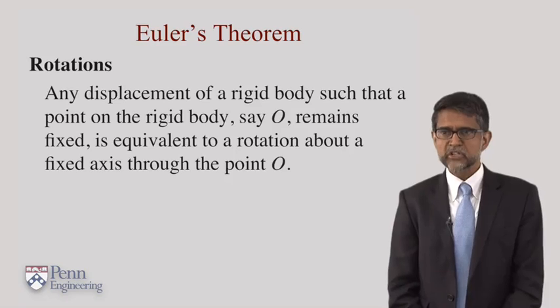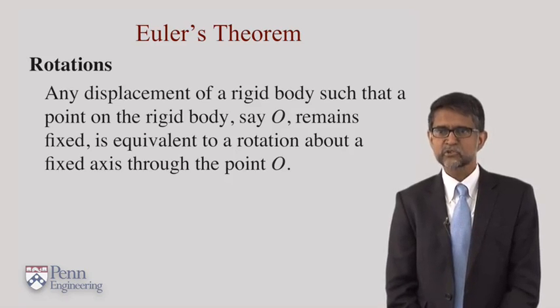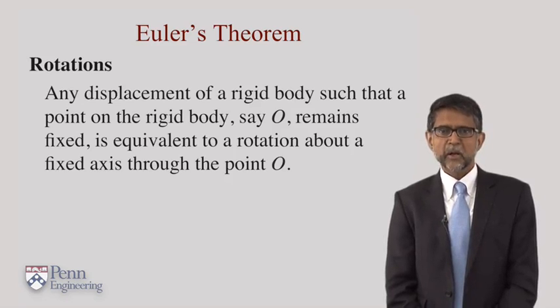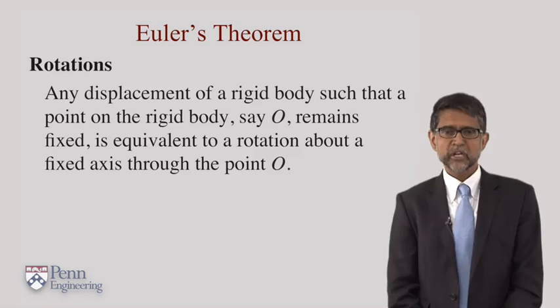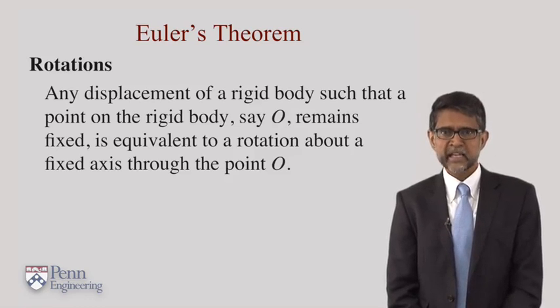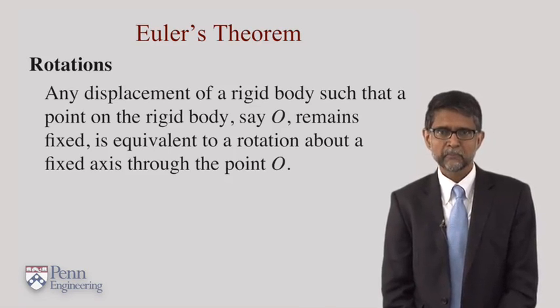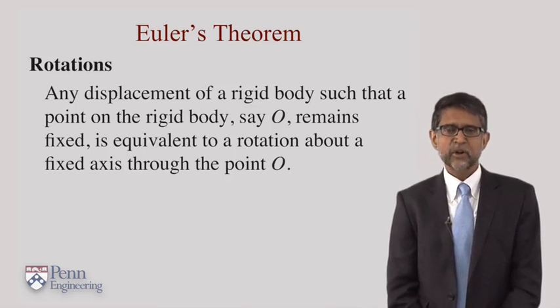Well, this rotation is equivalent to a rotation about a fixed axis through a point O. Notice that a description of a rotation doesn't really talk about an axis, but what Euler is saying is that any rotation is equivalent to a rotation about a fixed axis through a point O. Let's see how to verify that.